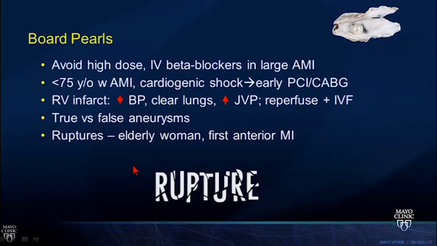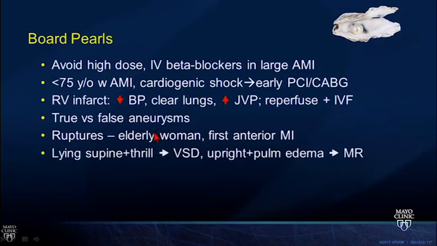When you have an elderly woman presenting with first anterior myocardial infarction, particularly if she has a history of hypertension, you need to be aware of the potential for rupture. You need to have a high clinical suspicion because that alone may save them. Things move very quickly in these syndromes.